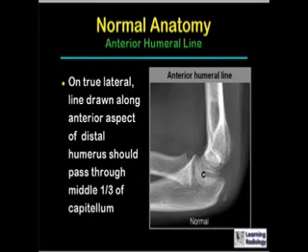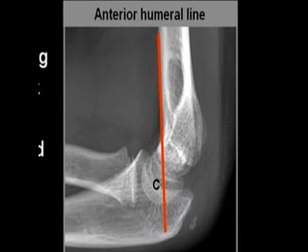The anterior humeral line is drawn on a true lateral view of the elbow. It is a line that is parallel to the anterior aspect of the distal humerus, and it should normally pass through the middle third of the capitellum, as is shown here.